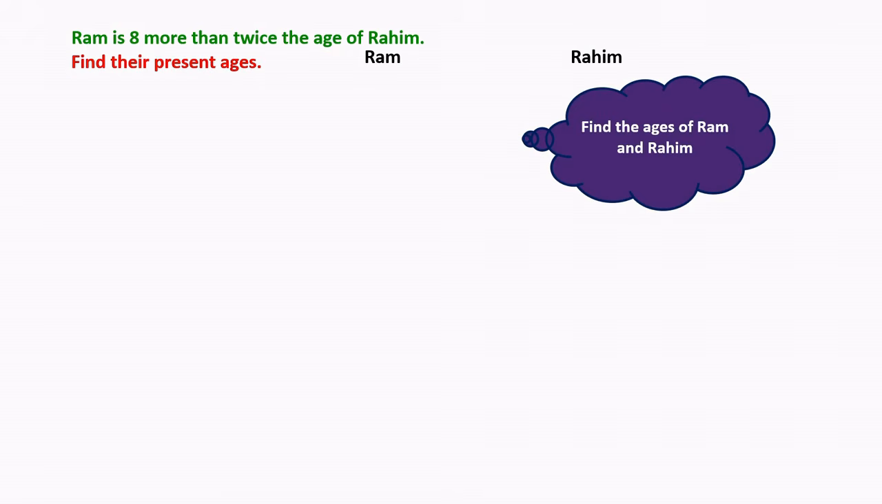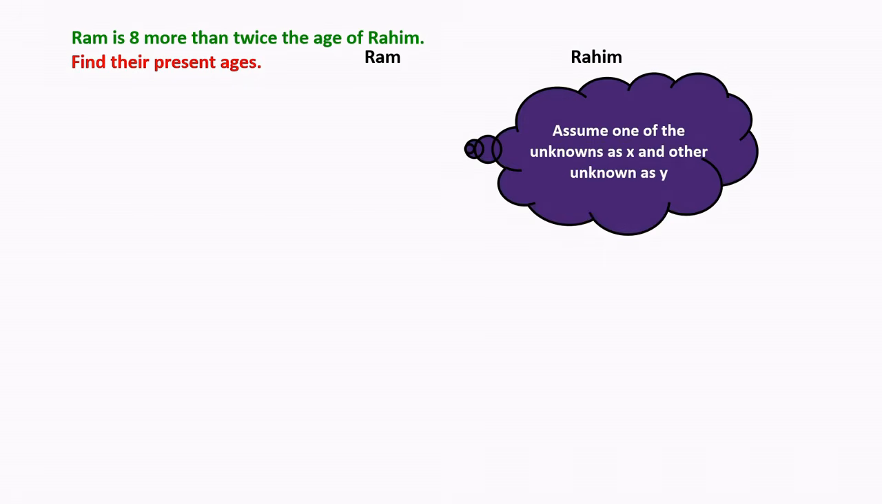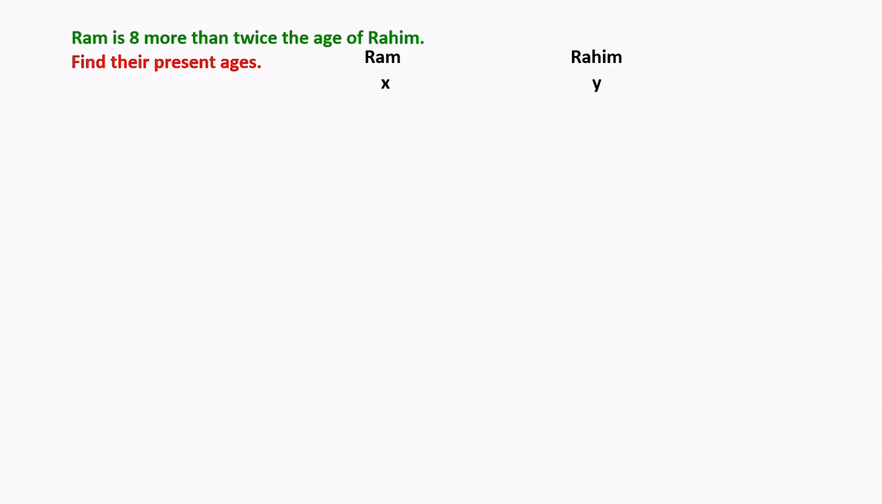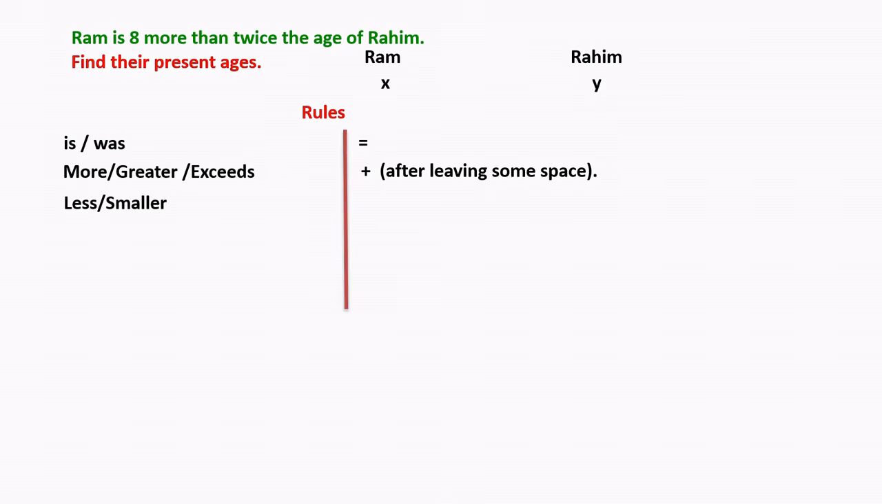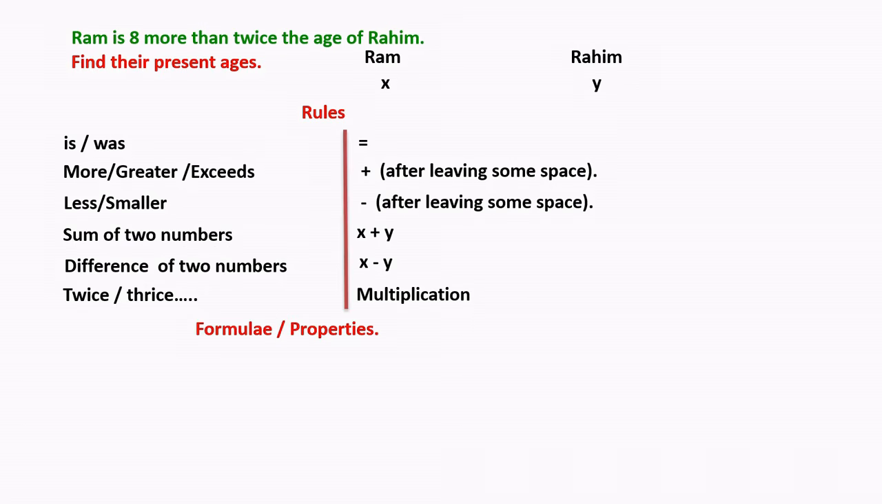Now, before forming the equation, let us recall some important rules and properties. Is or was means equals. More, greater, or exceeds means addition. Less or smaller means subtraction. Sum means addition. Difference means subtraction. Twice or thrice means multiplication. We also use basic formulae and properties when required, like dividend equals divisor into quotient plus remainder.